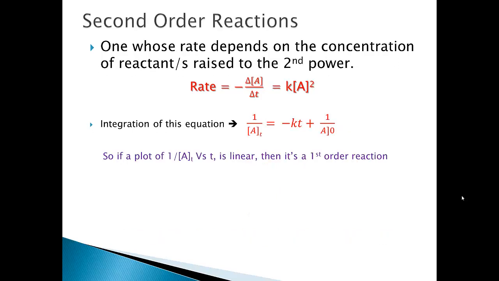Let's have a look at second order reactions. A second order reaction is one whose rate depends on the concentration of the reactant or reactants raised to the second power. If we integrate and rearrange, we find that if a plot of 1 over the concentration of our reactant at any time versus time is linear, then it should be a second order reaction.